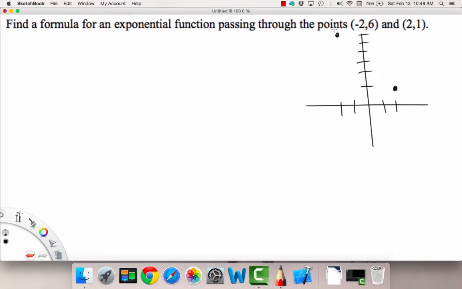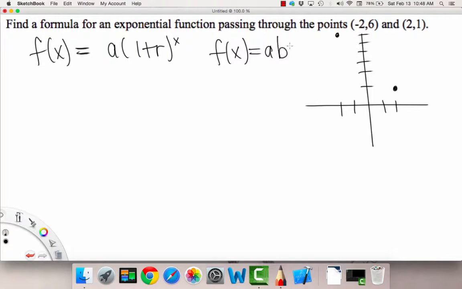And the thing is, how do you connect those two points when we're not given an a? No vertical intercept or initial value. So how do we work with this? Let's just write down, I always like to start off problems by writing down the appropriate formulas. So we're going to write down this a times (1 plus r) to the x, and just in case we need it, we can write down this alternate form as well.